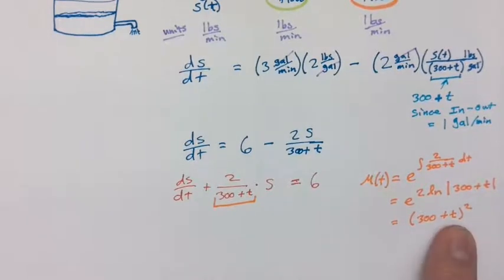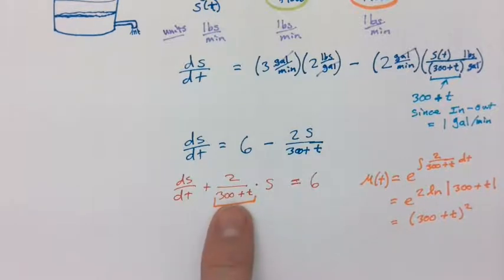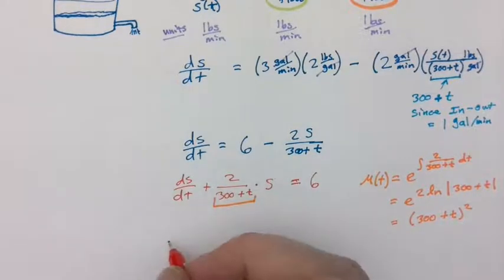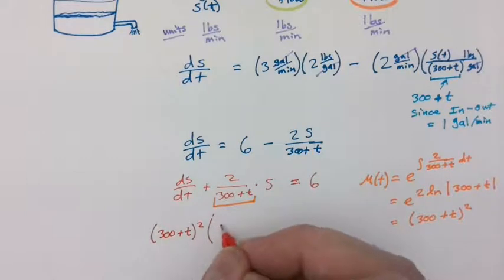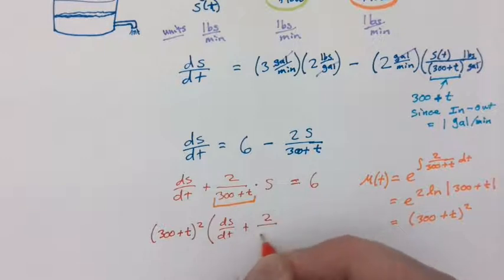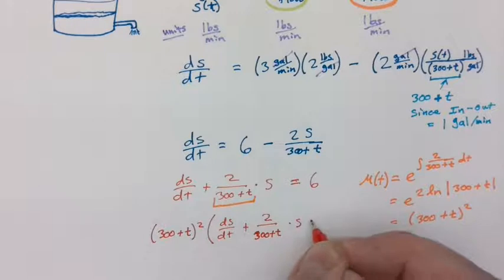So that's what we're going to multiply through this equation right here. It seems like it would be super ugly and nasty, but notice this thing squared is going to wind up canceling with this guy right here, and it's going to become a little bit more manageable. I'm not going to color code everything, but I am going to write it out here. So we have 300 plus t quantity squared times my entire differential equation, ds dt plus 2 over 300 plus t times s equals 6.